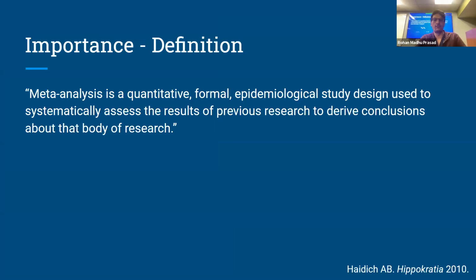So the importance of a meta-analysis is, well, first the definition. A meta-analysis is a quantitative, formal epidemiological study design used to systematically assess the results of previous research to derive conclusions about that body of research. So basically, you have 10 randomized controlled trials. You conduct a meta-analysis that evaluates all those 10 trials. And instead of having 10 different trials, you just have one large meta-analysis of all the patients and all the studies, and you try to derive one conclusion from all those studies.